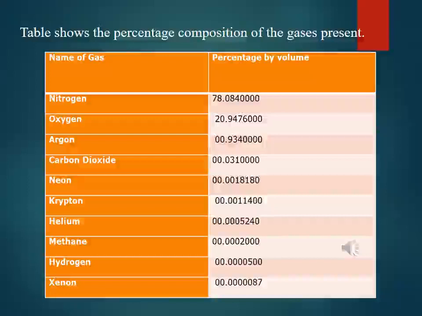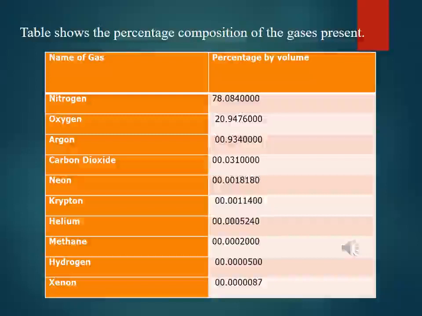For example, nitrogen is present in the environment at 78.084% by volume. On the other hand, oxygen is 20.9476% by volume. Argon is present in the atmosphere at 0.934%. Carbon dioxide, on the other hand, is present in the atmosphere at 0.031% by volume.